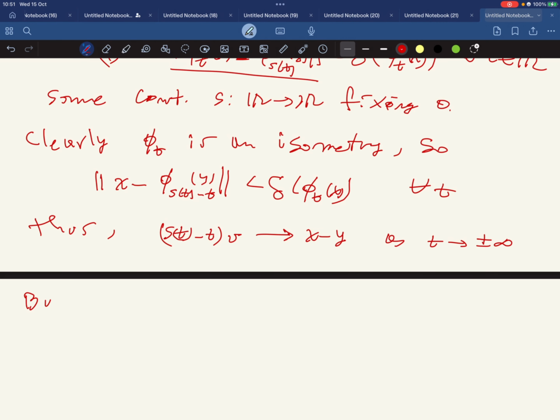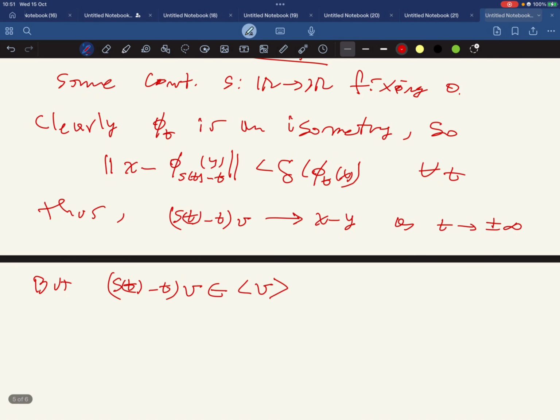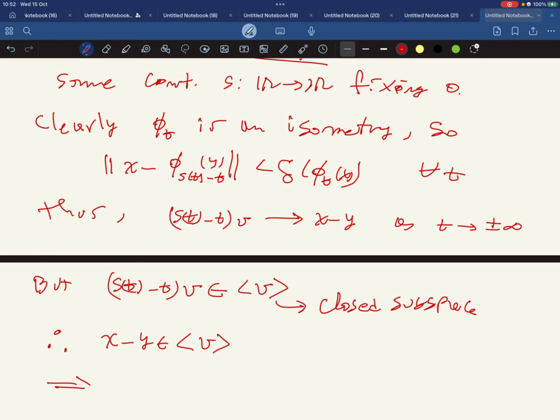But s of t minus t of b belongs to the subspace generated by b, and this subspace is closed. And you conclude that x minus y belongs to the space generated by b. And from this, we get that y is equal to phi alpha of x for some alpha.